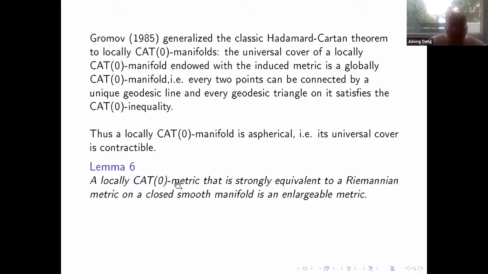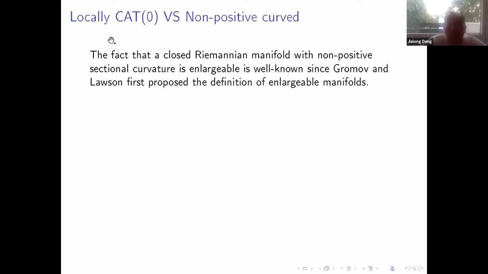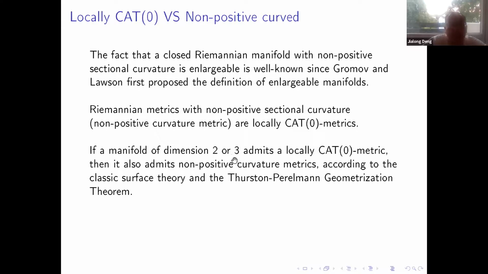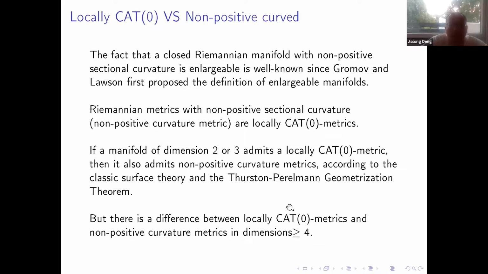And we can show that a locally Cartesian metric that is strongly equivalent to a Riemannian metric on a closed smooth manifold is an enlargeable metric. Then by our theory, we can show that those manifolds do not admit the PSC metric. And the classical non-positive sectional curvature manifold is enlargeable, as defined by Gromov and Lawson. But here we can show that all non-positive sectional curvature metrics are locally Cartesian metrics. And if the dimension is 2 or 3, then the manifold admitting a locally Cartesian metric also implies that the manifold admits a non-positive curvature metric. But there's a difference when the dimension is bigger than 3. And we will see that.